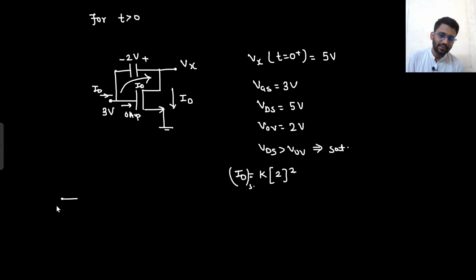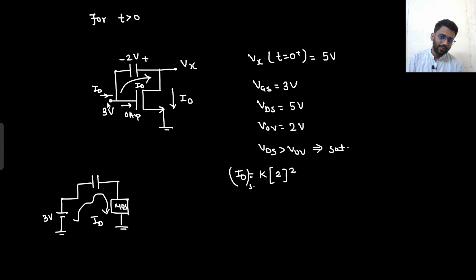What will be the path? This is the 3 volt battery. From the 3 volt battery to the capacitor, and then there is the MOS circuit. This will be the path of ID. From the 3 volt battery, ID is coming and going like this. Input current is 0, but the battery can drive some current. We have shown 3 volt by the dot, but there is a battery of 3 volt. So the battery can drive a current.